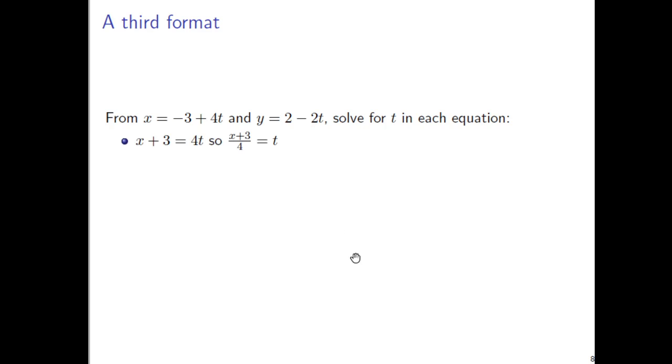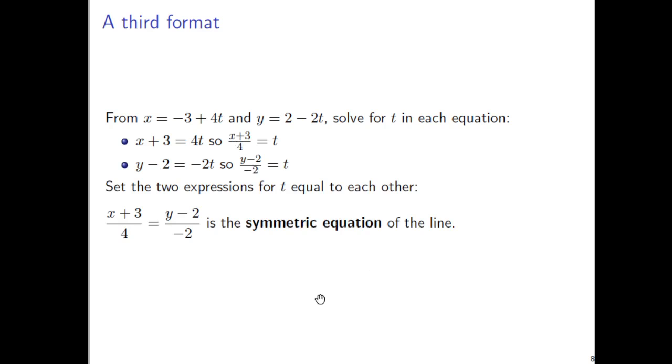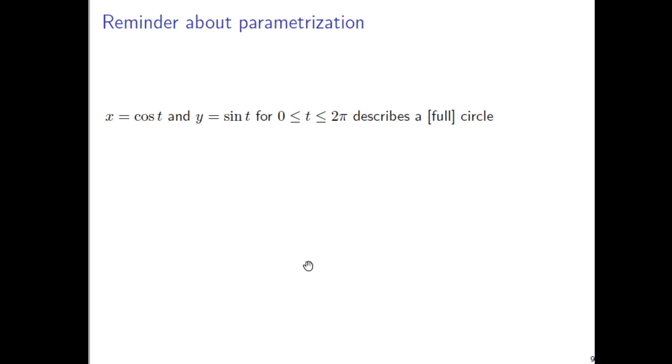Solve for t in each of these equations. There we go. And then since t is equal to this fraction and t is equal to that fraction, you just set these equal. And this is what the book author calls the symmetric equation of a line. (x + 3)/4 equals (y - 2)/(-2). I don't think we'll use it a whole lot, but it's just good to have in mind.